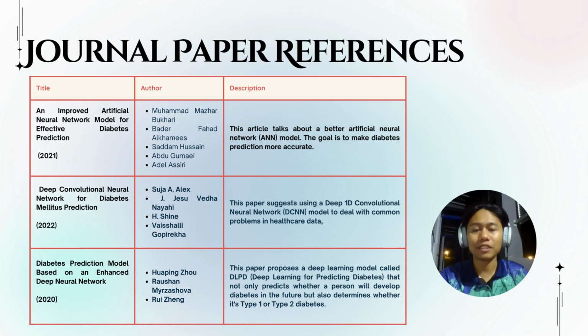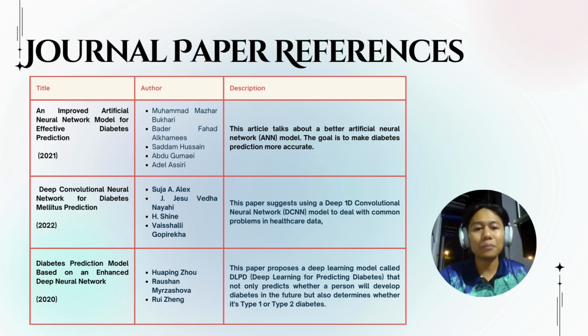There are three journal paper references that I cited from Google Scholar. Firstly, an improved artificial neural network model for effective diabetes prediction, circa 2021. Next is Deep Convolutional Neural Network for Diabetes Mellitus Prediction, circa 2022. And lastly is the Diabetes Prediction Model based on the Enhanced Deep Neural Network, circa 2020.